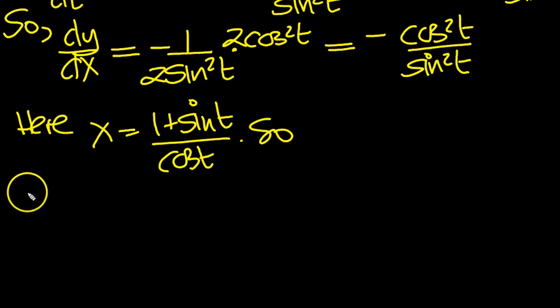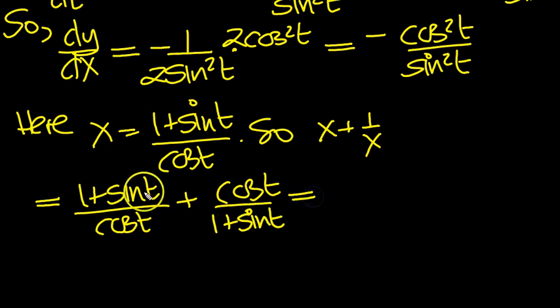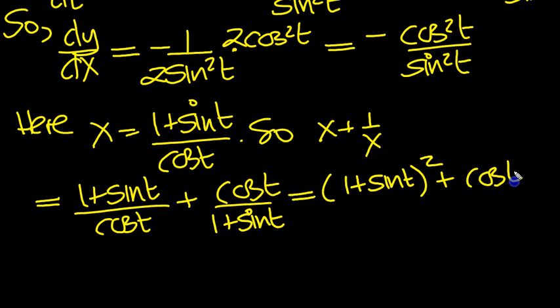Now let's add x plus 1 over x. That's equal to this 1 plus sine t over cos t, plus 1 over this, which essentially you invert the fraction, cos t over 1 plus sine t. And let's cross multiply the fractions. More than one term, put a bracket. So it's (1 plus sine t) squared, plus cross multiply, plus cos t squared, all over the denominator cosine t times (1 plus sine t).